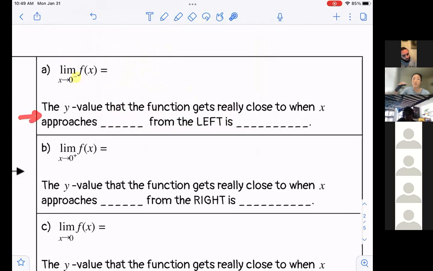We're trying to find the y value that the function gets really close to when x approaches 0 from the left. This little minus sign that I highlighted in yellow, in the place where there would be an x squared, like the little 2 in the squared or a little 3 in a cube, tells us we want to come from the left.